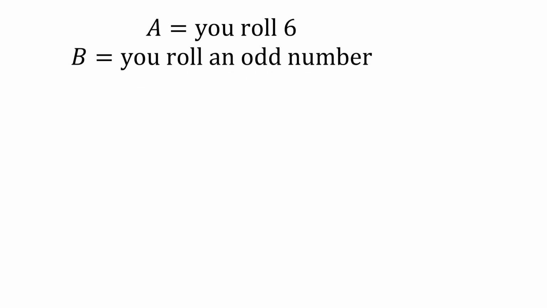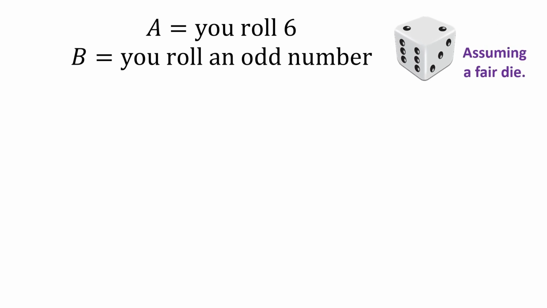So let's look at an example. Let's say event A is you roll a 6, and event B is you roll an odd number. First, I want to point out that these two events are disjoint, because if you roll a 6, you cannot roll an odd number. Likewise, if you roll an odd number, you cannot roll a 6. So these events cannot happen at the same time. They are disjoint events. So we can calculate the probability that A or B happens by adding up the probability of A plus the probability of B.